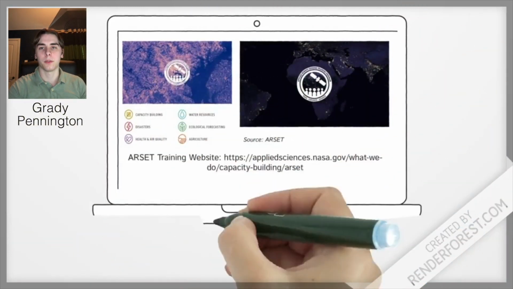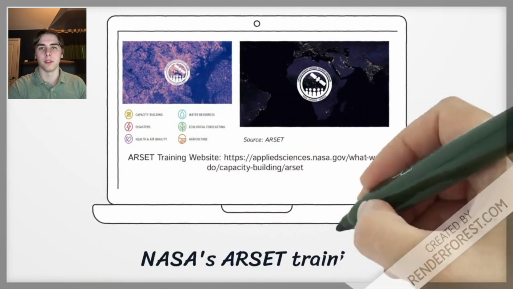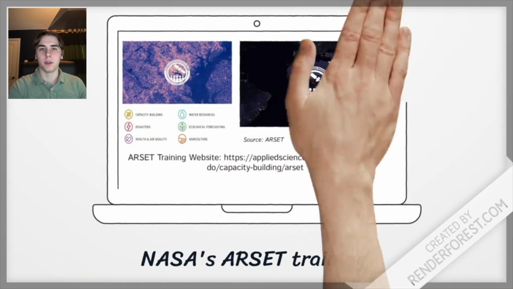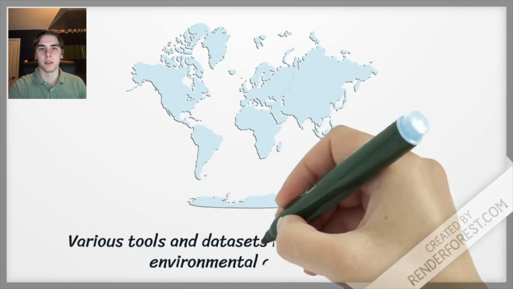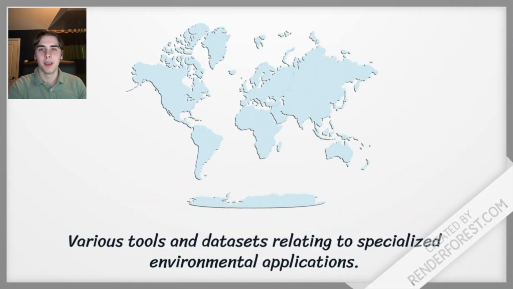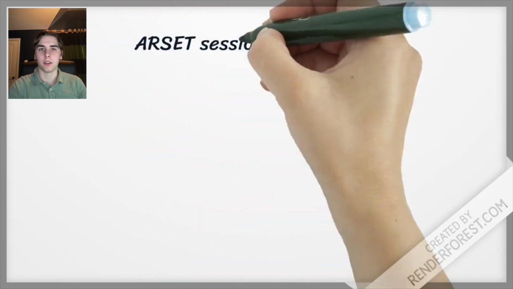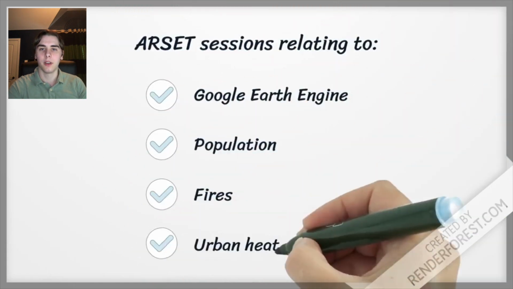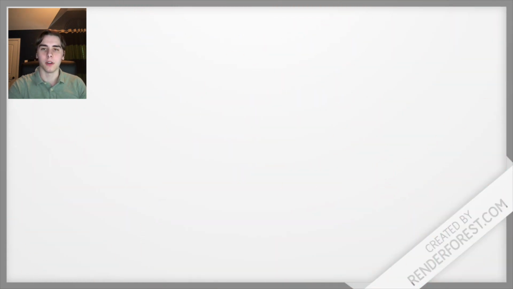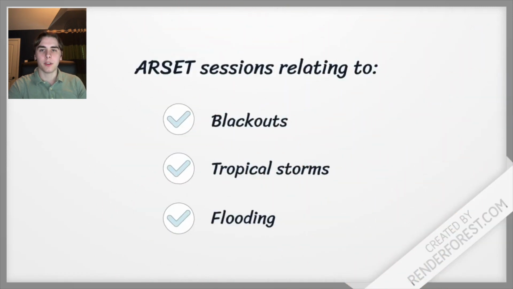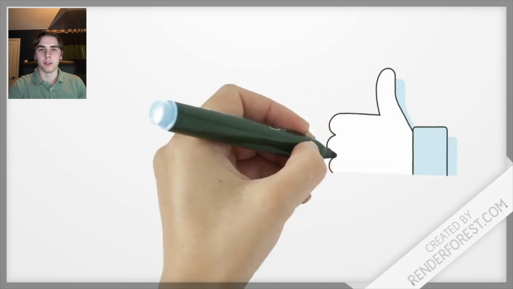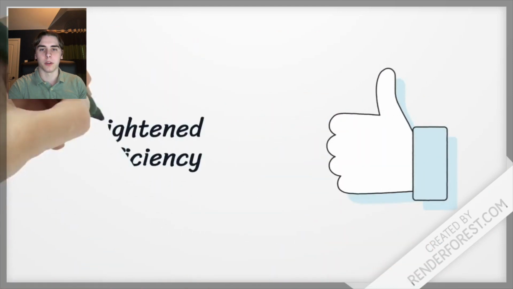We use NASA's Applied Remote Sensing Training Program, or ARSET for short, to facilitate our learning in Google Earth Engine. The ARSET program consists of a series of training sessions used to train viewers in a wide variety of datasets and tools which relate to specialized environmental applications. Across our group, we watched 11 ARSET sessions relating to the topics of Google Earth Engine, population, fires, urban heat, blackouts, tropical storms, and flooding. Viewing these sessions heightened our proficiency in Google Earth Engine and allowed for us to make deeper dives into our topics.